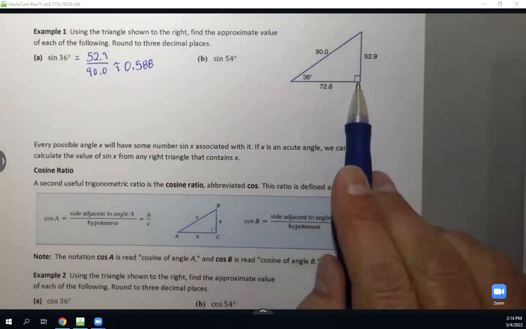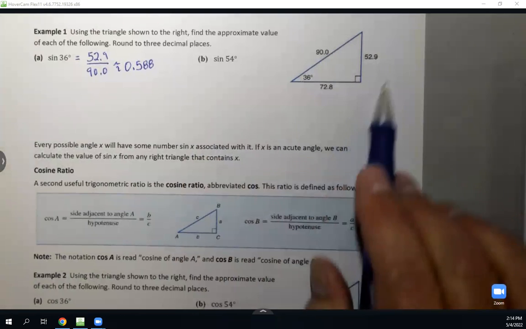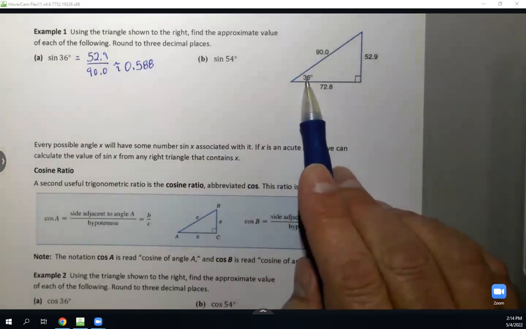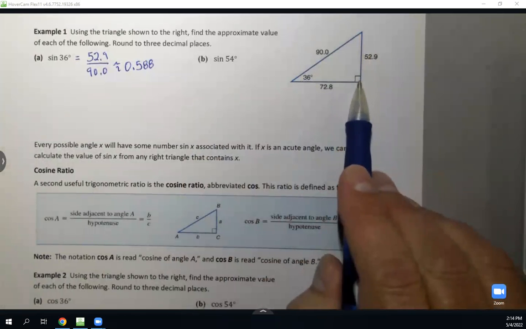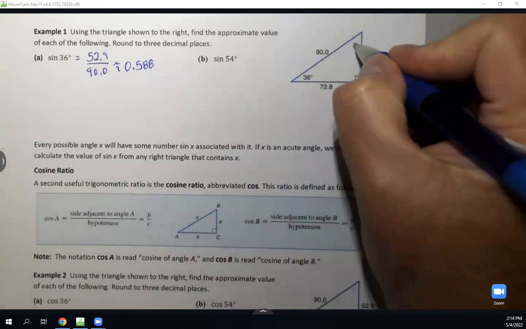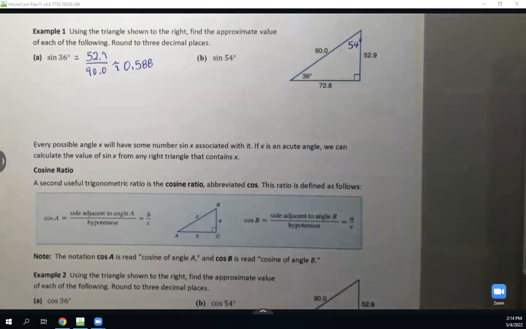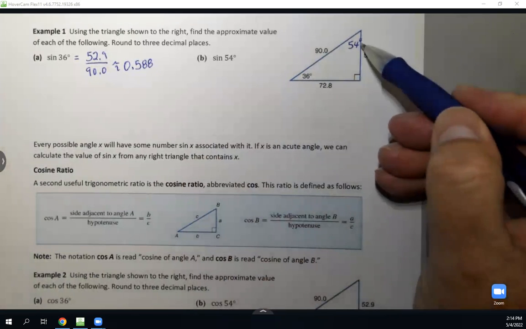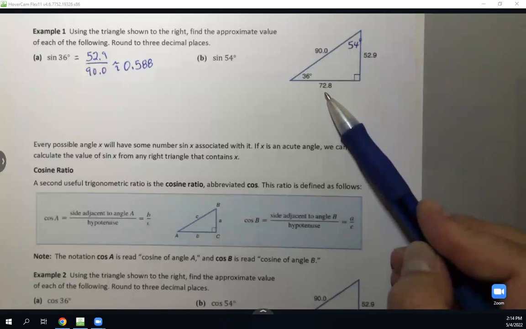Well, if this is 90 degrees and this is 36 degrees, remember they have to add up to be 180. So in other words, 36 and this angle have to add up to 90, because this is 90 already. And so 36 plus 54 is 90. So that angle right there has to be 54 degrees. Make sense?